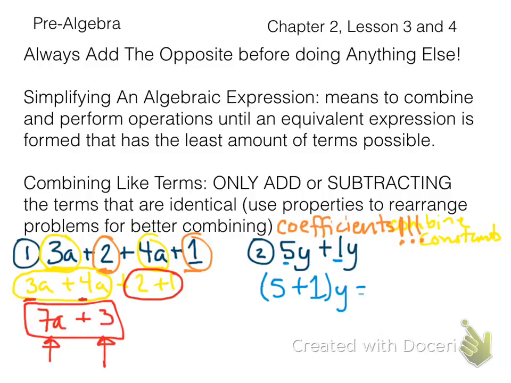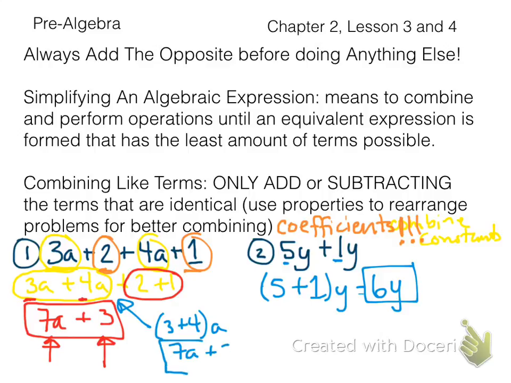Well, 5 plus 1 is 6y, because 6 times y is 6y. And I actually could have done that here too, where I could have extracted the a and gotten 3 plus 4a. Well, 3 plus 4 is 7a. And then obviously I still have to add the constants there. Okay, so this is the extraction method of the distributive property.